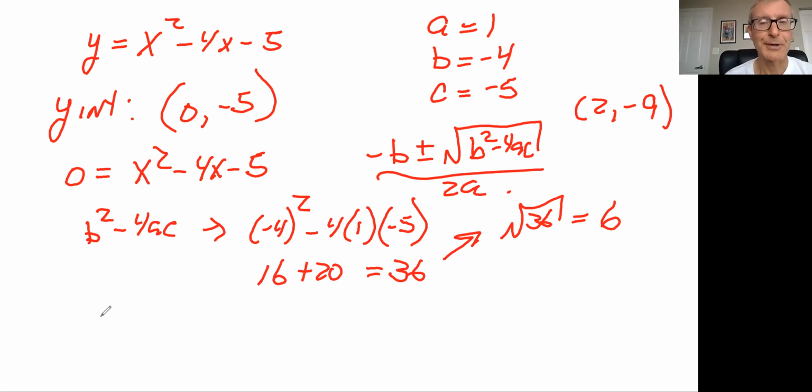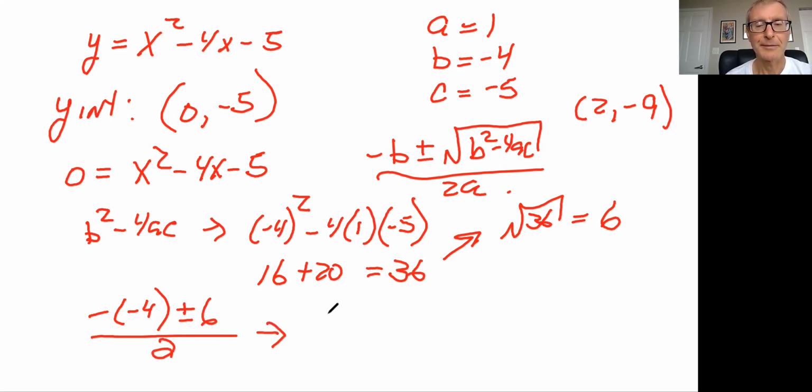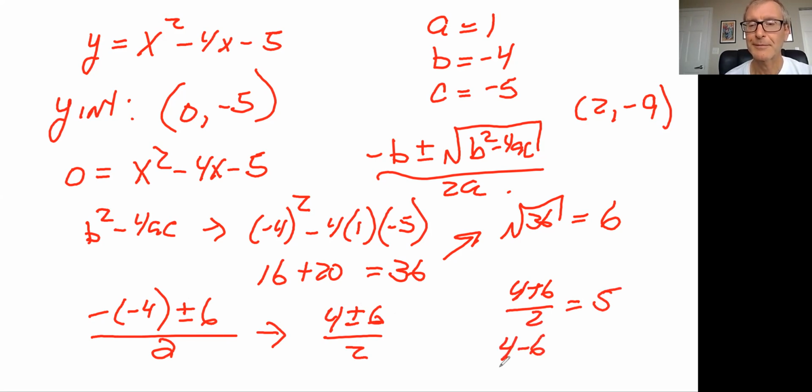So you finish the equation, so it'd be -4 plus or minus 6 all over 2 times 1, which is 2. So we could divide or simplify here, right? Plus or minus 6 over 2. And so one answer would be 4 plus 6 divided by 2, which is 5. And the other one would be 4 minus 6 divided by 2, which is -1.